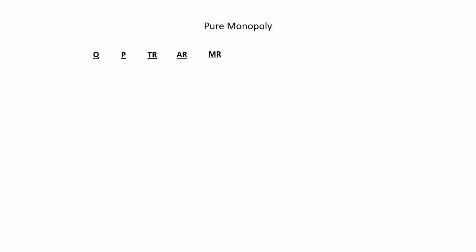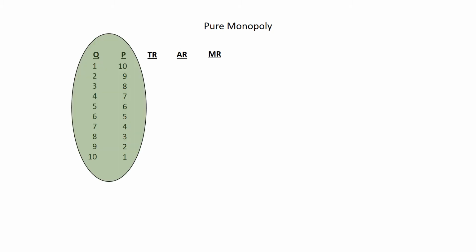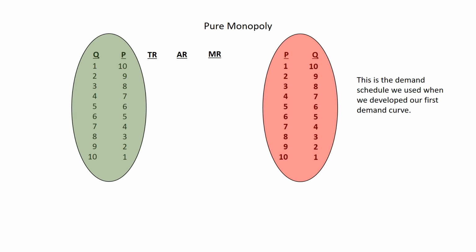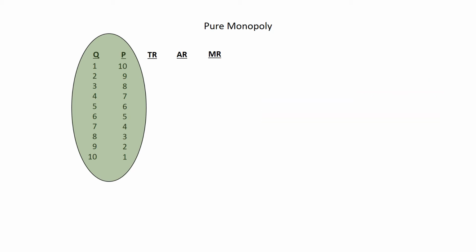Let's start by creating a table listing quantity, price, total revenue, average revenue, and marginal revenue. We will assume that the monopolist's production capacity is 10 units per period. And here are the market prices at which they could sell each quantity of output. If you look at this relationship upside down and backwards, you'll see that it's just a very simple demand relationship. Here's the relationship upside down and backwards. You may recognize it as the demand schedule we used to derive our very first demand curve. We express it this way in this table so we can base the other revenue variables, total revenue, average revenue, and marginal revenue, off of quantity.